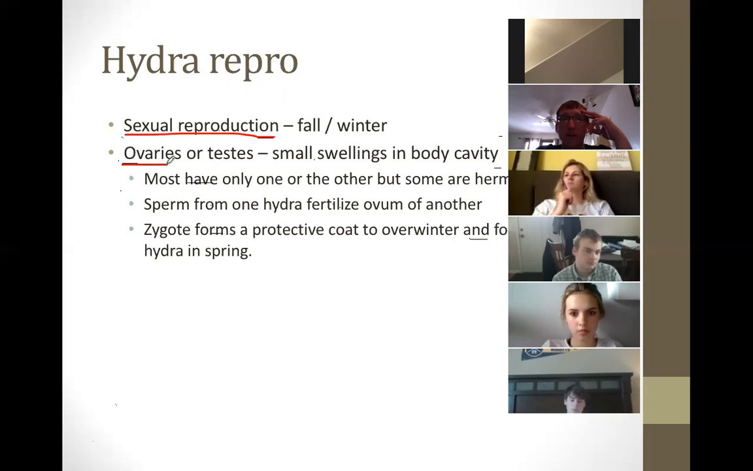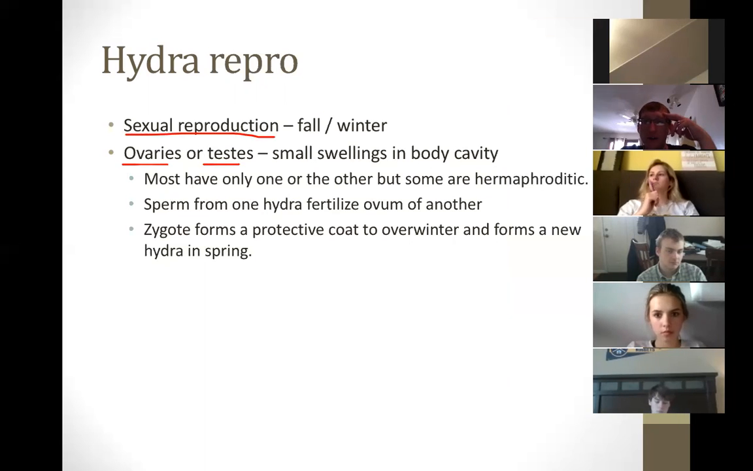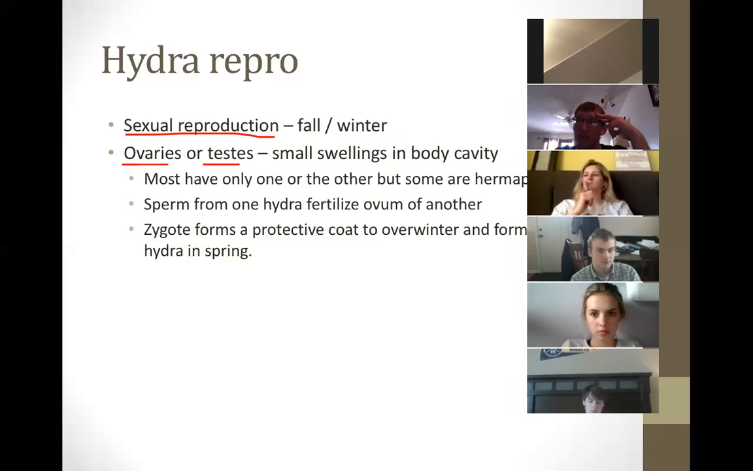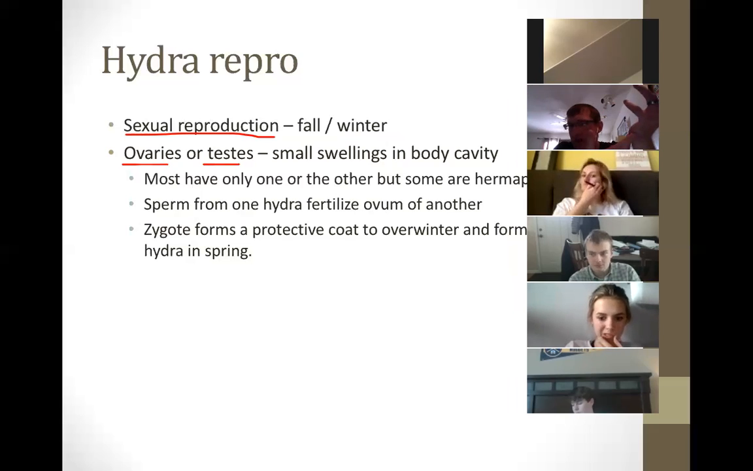They do make ovaries or testes, which are little tiny swellings in their body cavities. Most of our hydras have one or the other, but there are some hermaphroditic hydras, which means they'll have both ovaries and testes on the same hydra. That's a little bit weird, because if you think about it, you don't want to fertilize your own eggs with your own sperm, because that defeats the purpose of sexual reproduction, which is genetic diversity. You want some other hydra's sperm with your eggs, and you want your sperm to get to some other hydra's eggs, because the goal of sexual reproduction is that genetic diversity to help you survive.